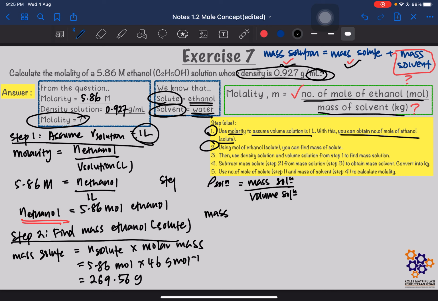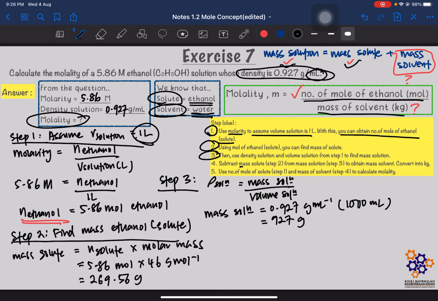So this is step 3. We can find the mass of solution is equal to the density, 0.927 gram per ml, times the volume of solution, 1000 ml. So we have to convert the volume 1 liter into 1000 ml. So you will get the mass of solution is equal to 927 gram. Okay, now we have settled step 3.